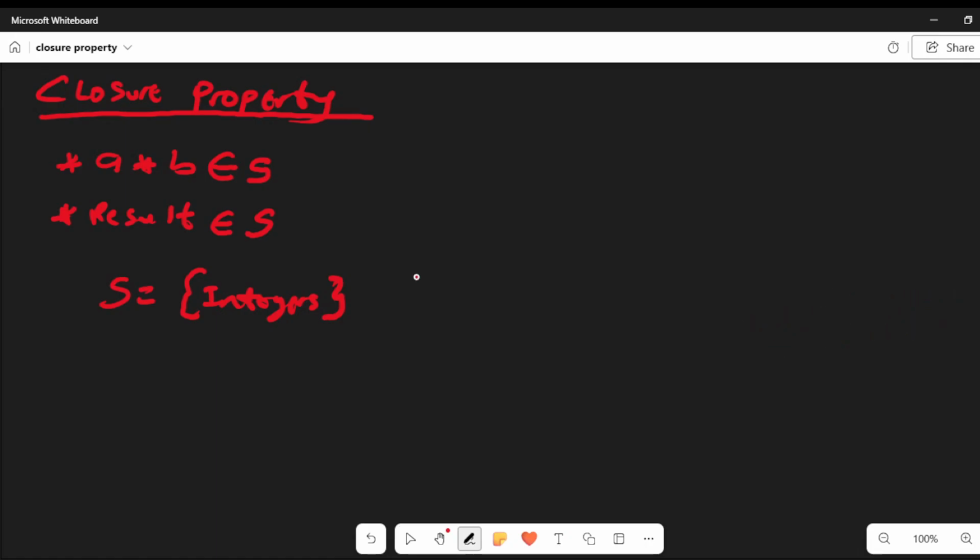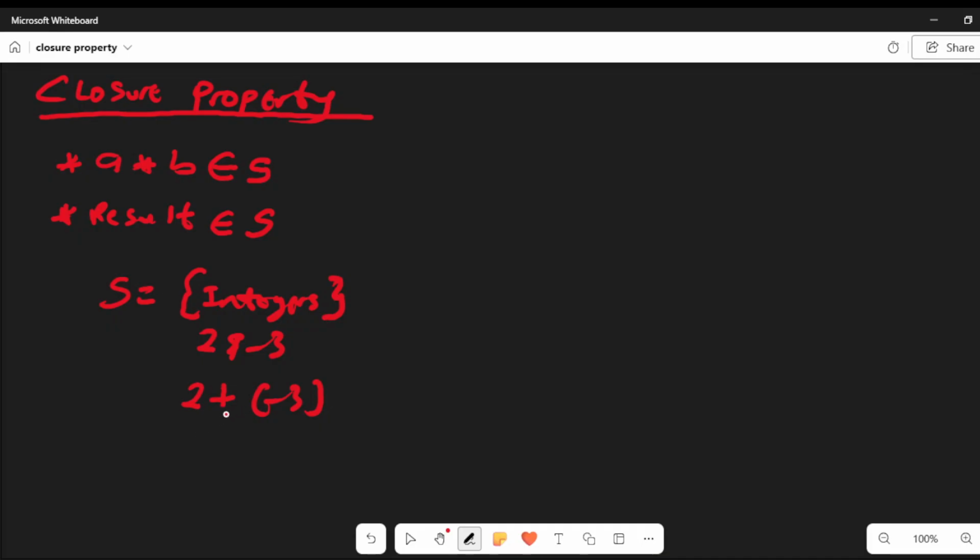Now, what we are going to do is choose any two integers randomly. Let's choose 2 and -3. These are the ones we are going to combine in a certain operation. Let's test whether set S is closed under addition: 2 plus -3.